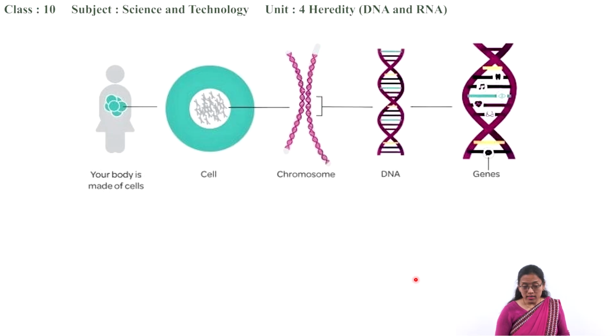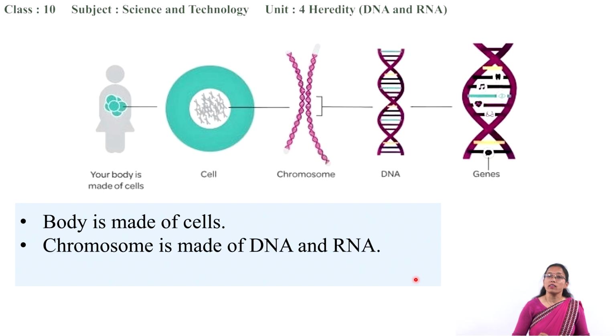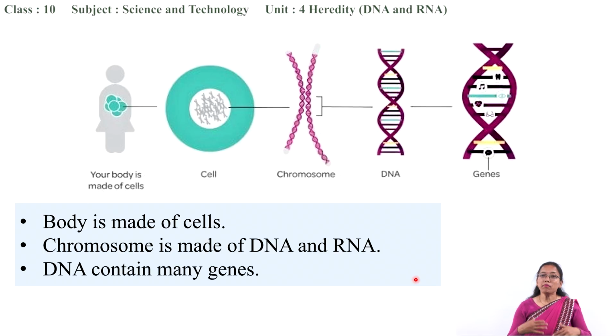So this whole body is made up of cells, and the cell contains chromosomes. The chromosome is made up of DNA and RNA. DNA contains many genes. The gene is the basic unit of transfer of heredity. Always remember that a gene is the smallest piece of DNA. That's why DNA is very important in every organism.